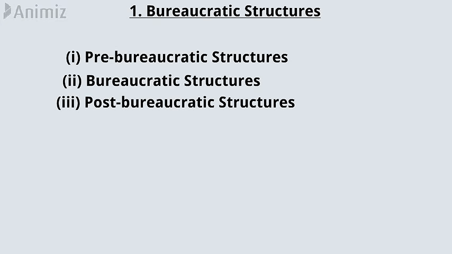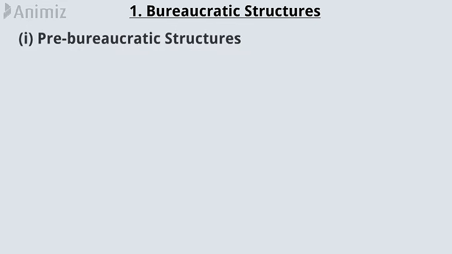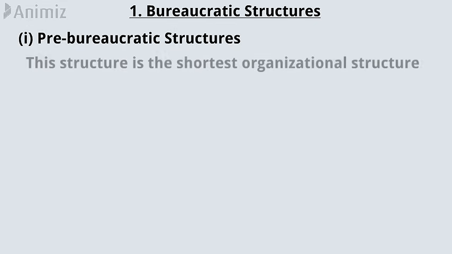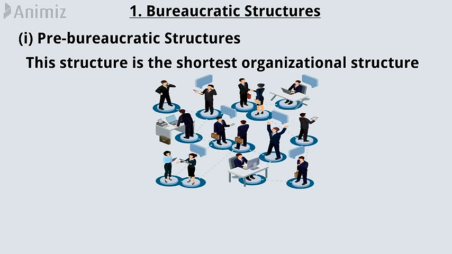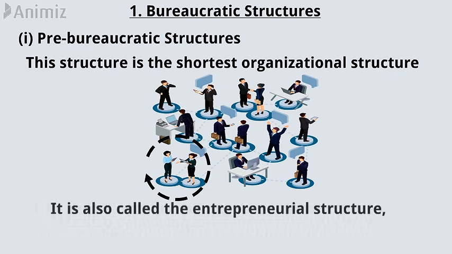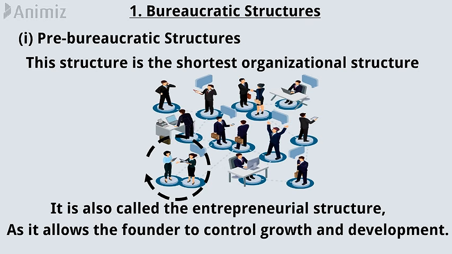Types of organizational structures. First one is bureaucratic structures. There are three types of bureaucratic structure. Pre-bureaucratic structure. This structure is the shortest organizational structure and is used to solve simple tasks, such as sales. It is a centralized structure. Most communication is done by one-on-one conversations, and the strategic leader makes all the important decisions. It is also called the entrepreneurial structure, as it allows the founder to control growth and development.